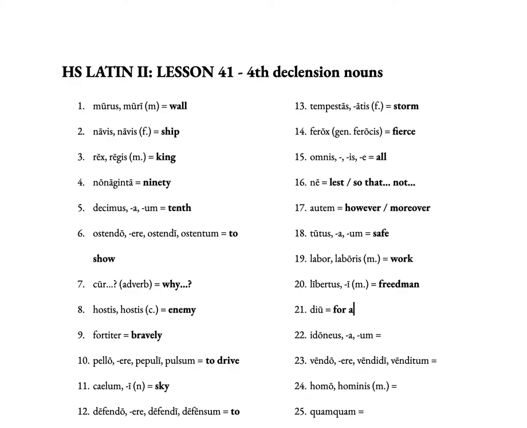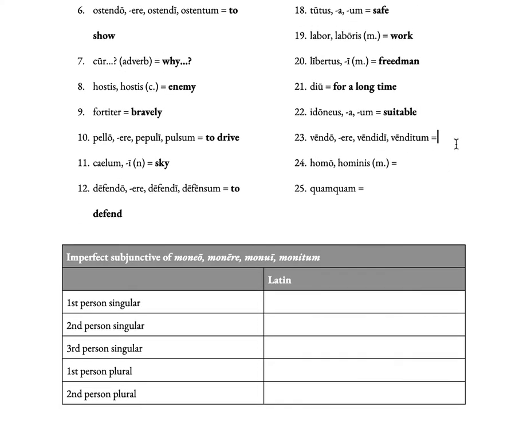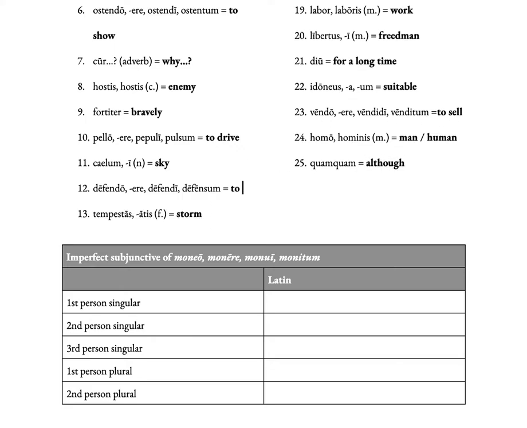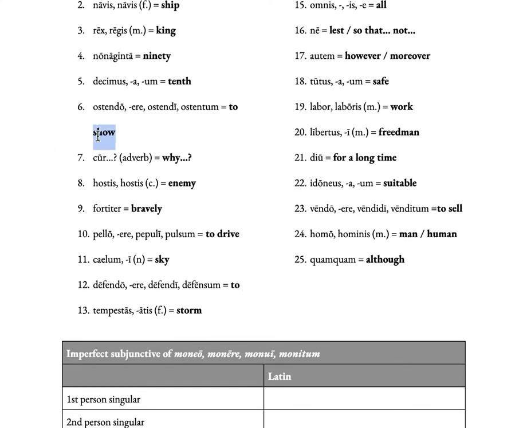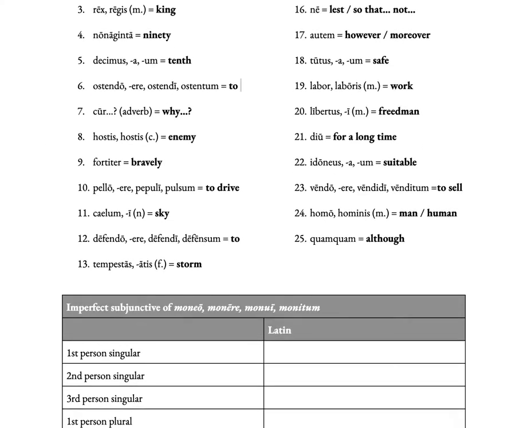Diu means for a long time. Idoneus means sort of suitable, something is suitable or fit for something. Vendere is to sell. Homo hominis is a man or human being. And quamquam means although. Okay, and I'm just going to delete a couple of these to make some space so it doesn't mess up the formatting too much.